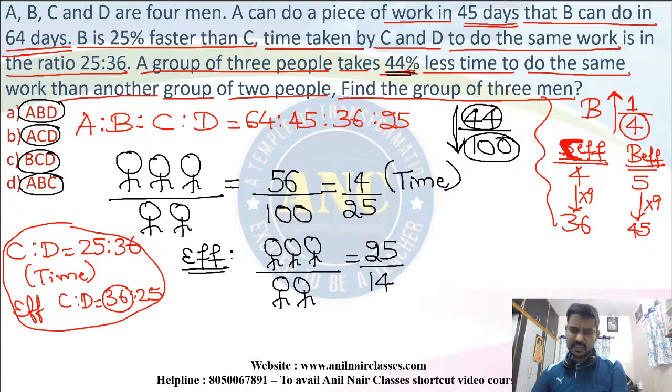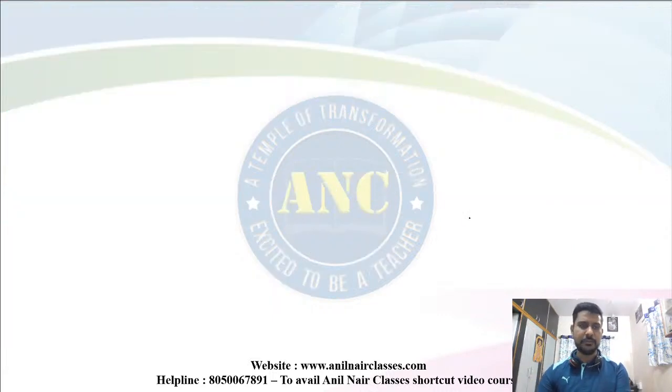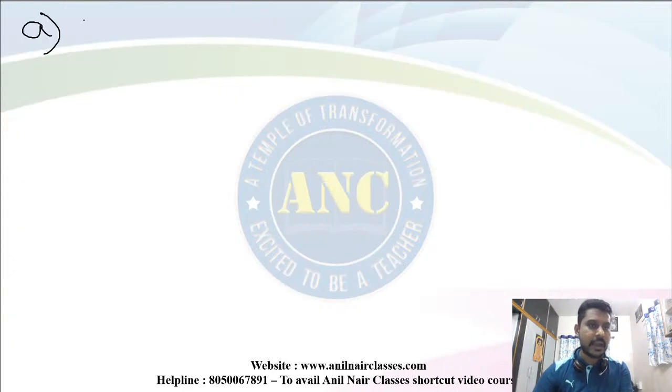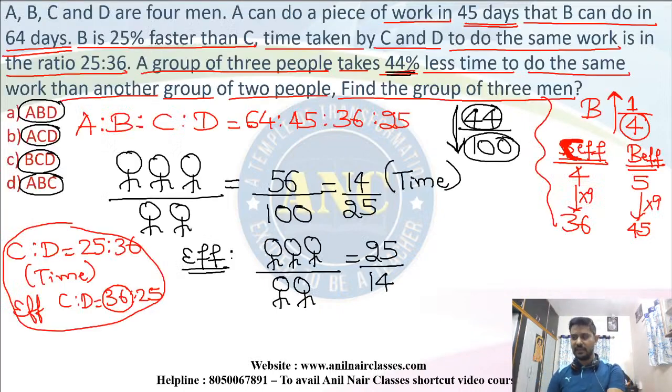Now see here. The best way to solve this question is by answer options. Let us go by the first option. First option is our 360 degree Superman, ABD. If I consider ABD, every time I should go back to the previous screen. ABD, right? Not C. 64 plus 45 plus 25. 64 plus 45 is how much? It is 109. 109 plus 25 is how much? It is 134, right?